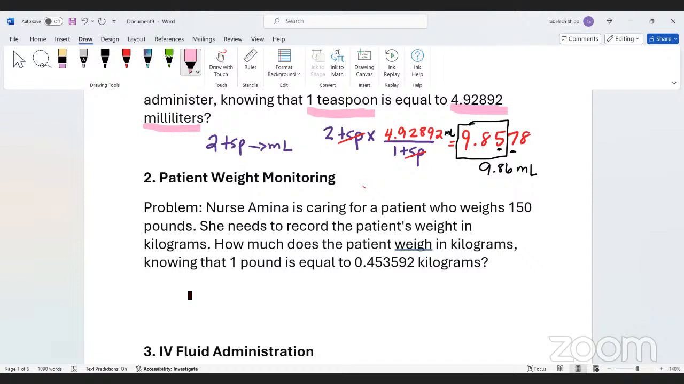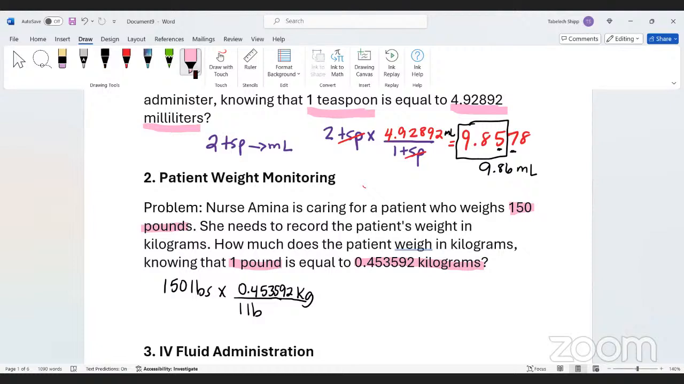So when you look at this number here, they told you that there was 150 pounds. That's what the patient weighs. But we know that 1 pound equals 0.453592 kilograms. So that's your conversion factor right there. So all you're going to do is take the 150 pounds and say times. Now remember, on the very bottom, 1 pound goes there. And on the very top, 0.453592 kilograms. So now for this particular question here, I want your answers to be in 2 significant digits.